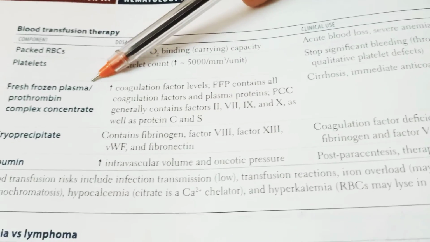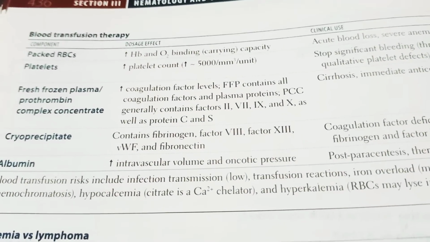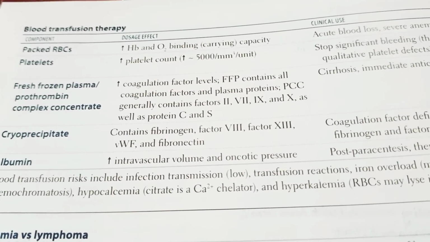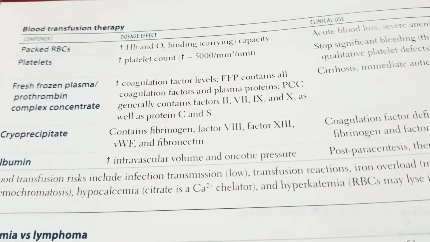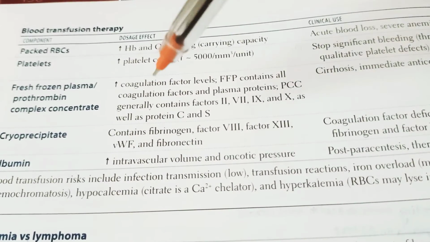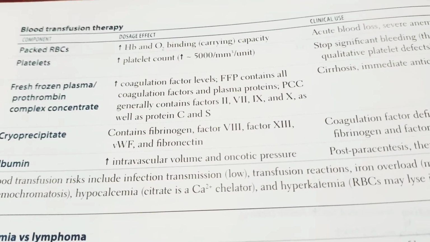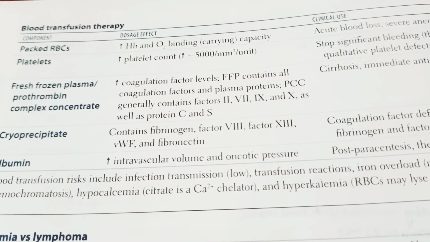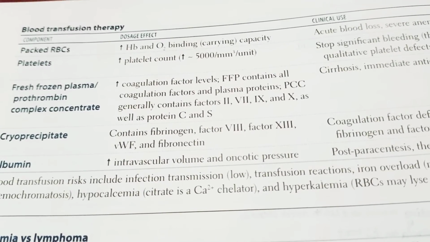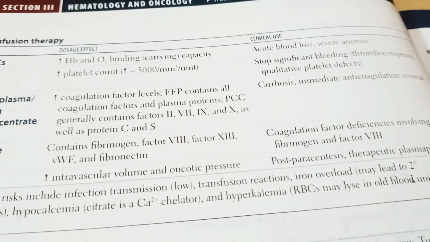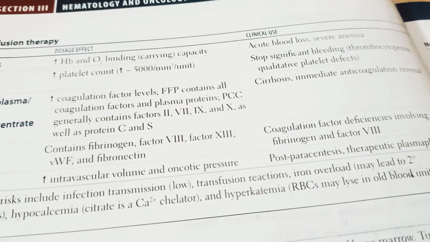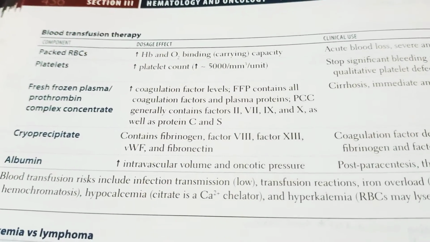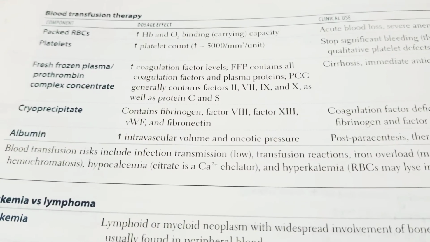Next, fresh frozen plasma or prothrombin complex concentrate. They increase the coagulation factor levels, because when you're giving frozen plasma, it will have all the contents of coagulation, and also you can see your coagulation factors. Also they have plasma proteins. PCC generally contains factors 2, 7, 9, 10, all vitamin K dependent, right? Protein C, protein S, all this. Clinical use can be in cirrhosis, immediate anticoagulant reversal. If you want to reverse anticoagulation immediately, then give fresh frozen plasma. Next, you can also give vitamin K.